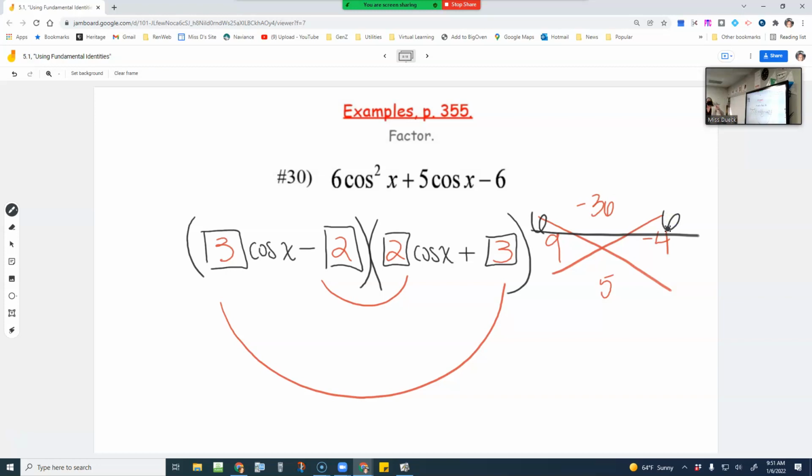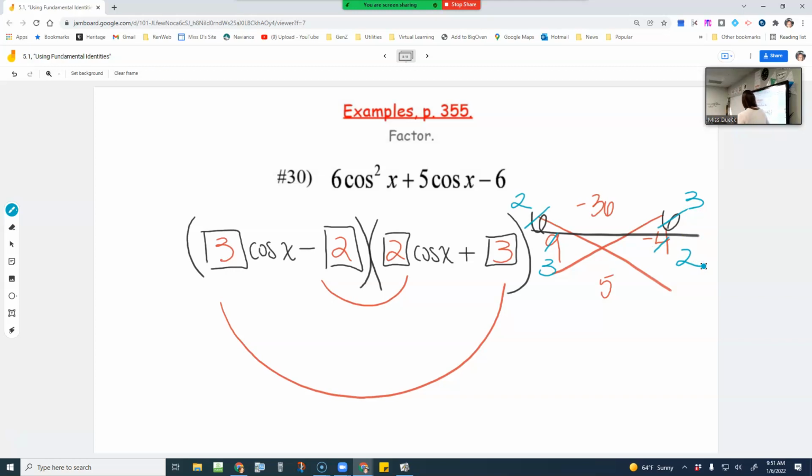Modified star method, you put the leading coefficient on top. The other way, you would have had to factor out a negative and it would have eventually gotten you there, but it would have been messy. This way, if you put it on top, then you have that 2 cosine x plus 3, and that 3 cosine x minus 2. Boom, boom.